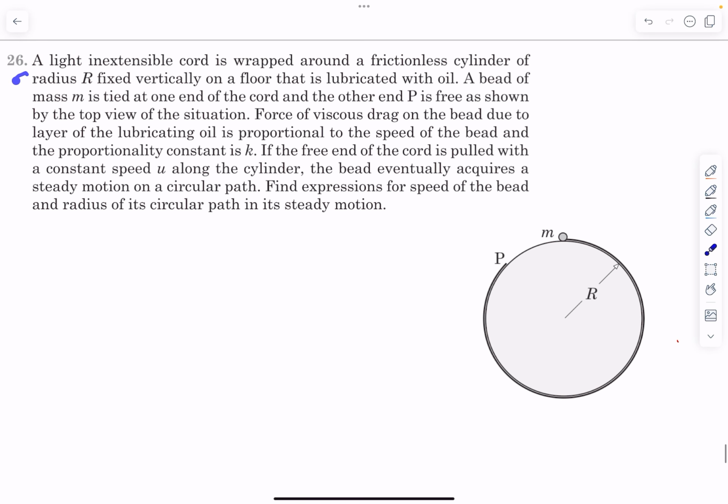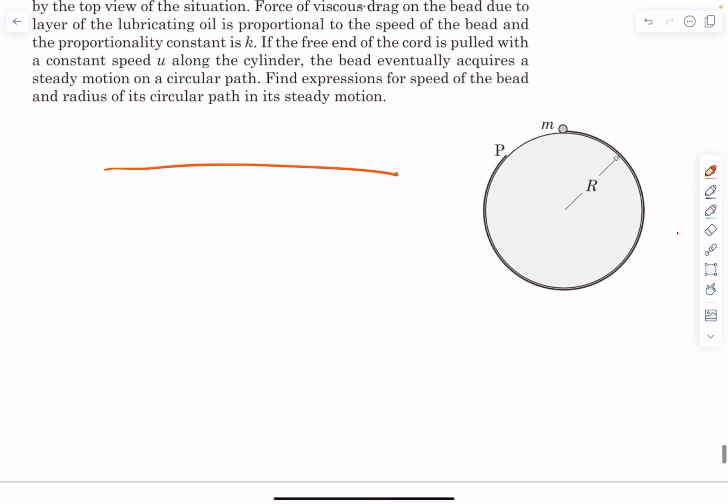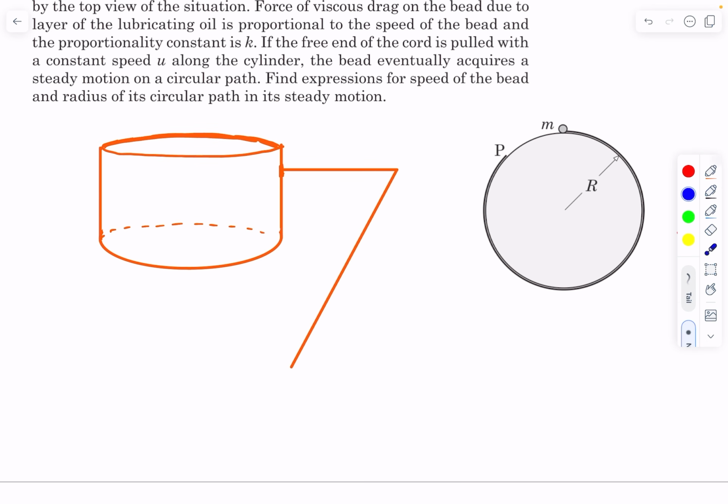Okay, so this is question 26 from the check section. And here we have a light inextensible cord which, once again, is wrapped around a frictionless cylinder of radius r that is fixed vertically on a floor that is lubricated with oil. Okay, so let's draw the floor first. Okay, so this is how the cylinder is fixed.